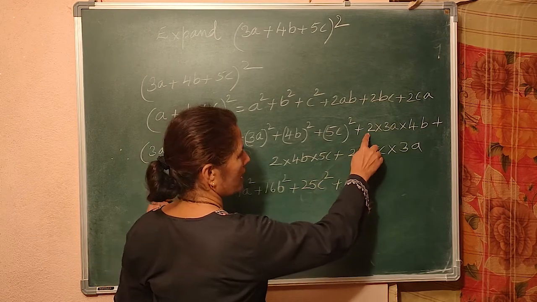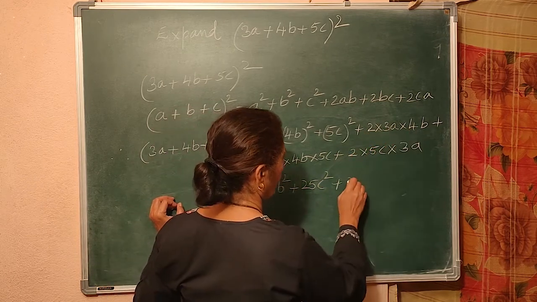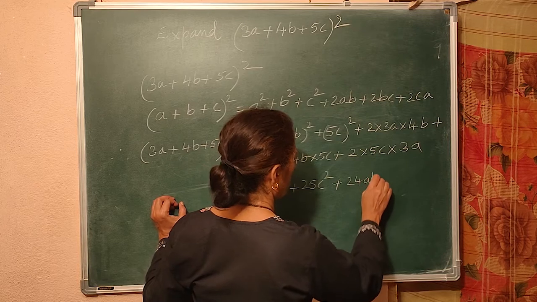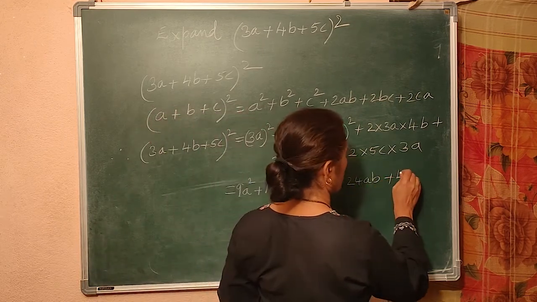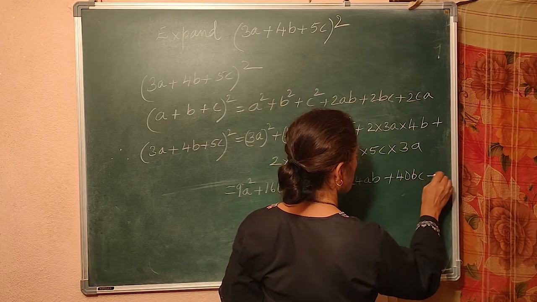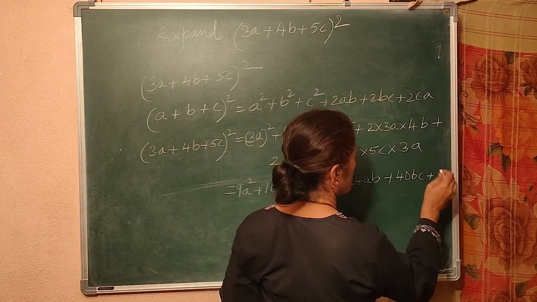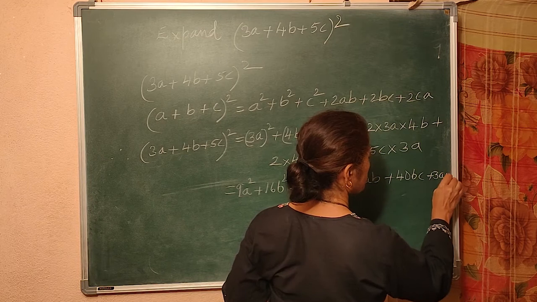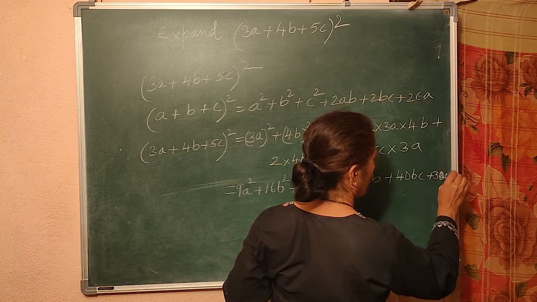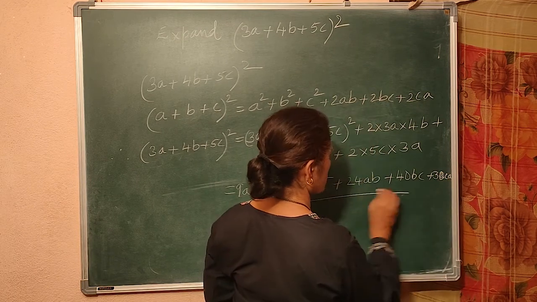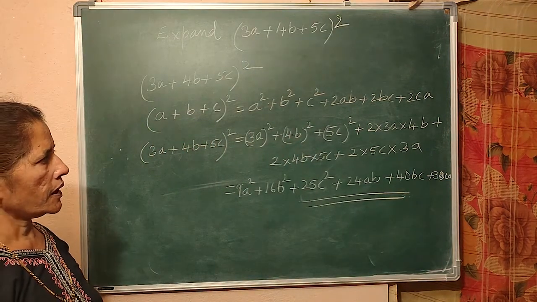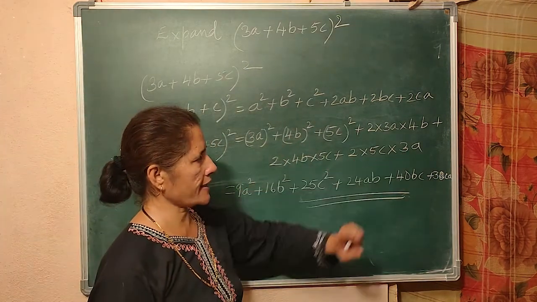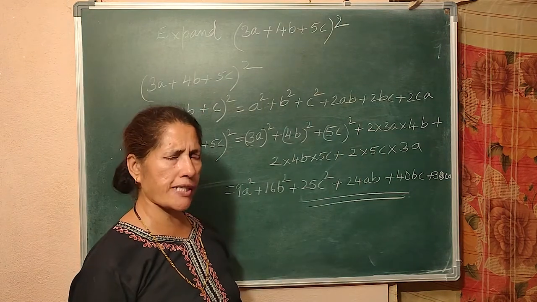Correct? 2 3s are 6, 4s are 24ab, plus 2 4s are 8, 5s are 40bc, plus 2 5s are 10, 3s are 30ca. This is your answer. Right? 2 5s are 10, 10 3s are 30. 30AC you can write or CA you can write.